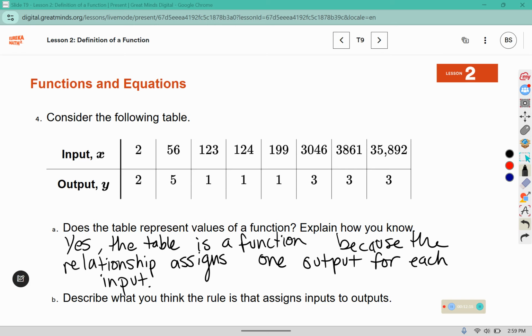Describe what you think the rule is that assigns inputs to outputs. If I look at this 2,256, well, that starts with a 5. 123 starts with a 1. 3046 starts with a 3. 3861 starts with a 3. So I believe the rule is that it assigns each number the first digit of the number.